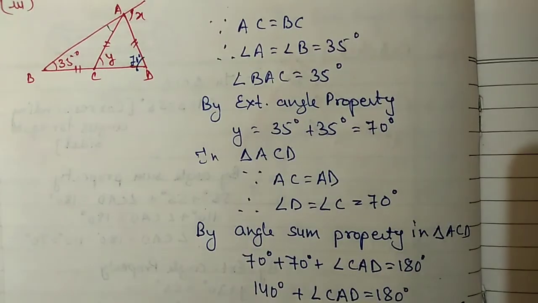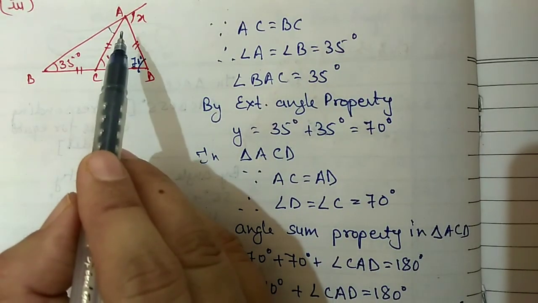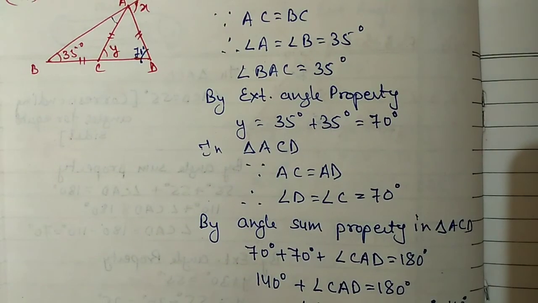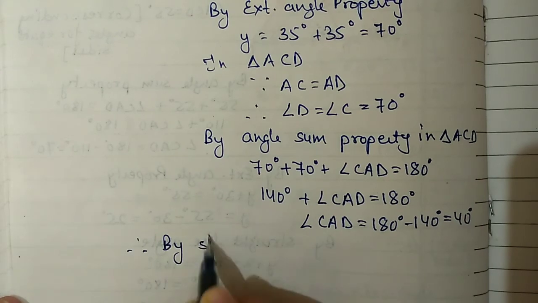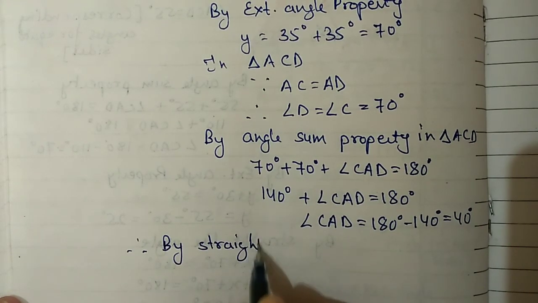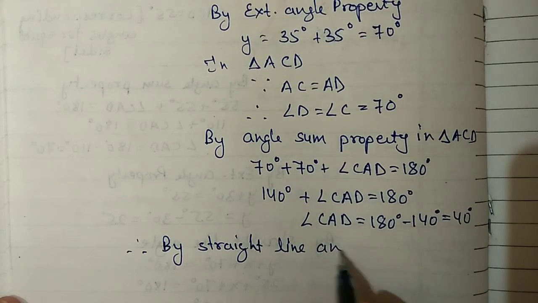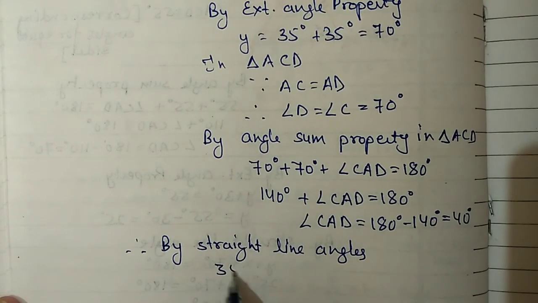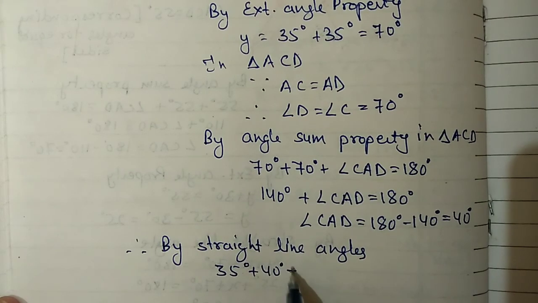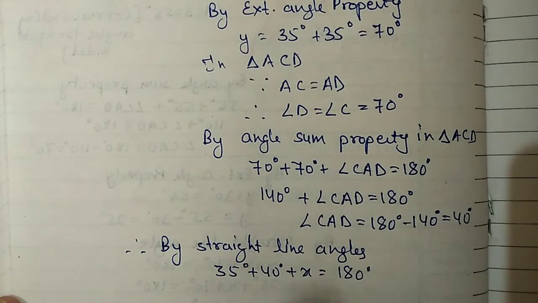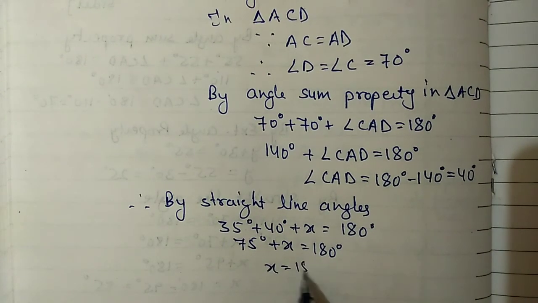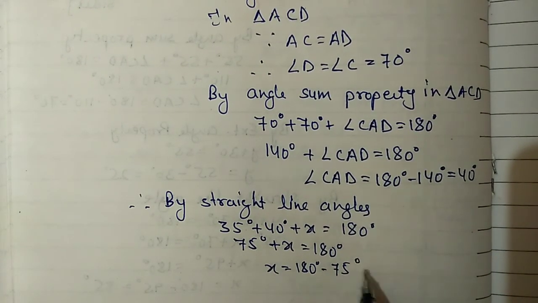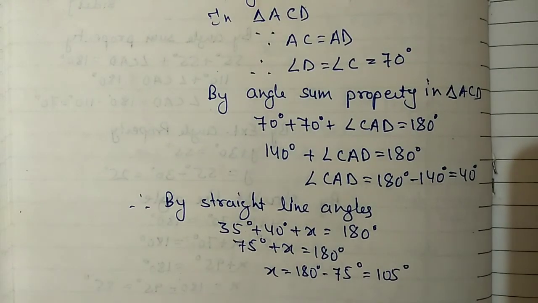So we got this angle 35, this angle 40 degree. Now we can find out the x also. Therefore, by straight line angles, 35 plus 40 plus x will be equal to 180 degree. This is 75 plus x equal to 180 degree. Shift 75 another side. So x will be 180 minus 75 equal to 105 degree.